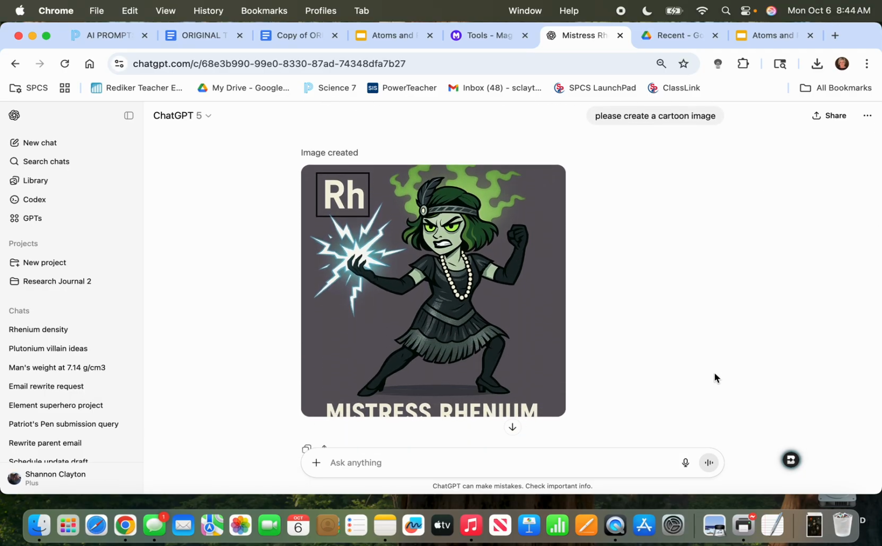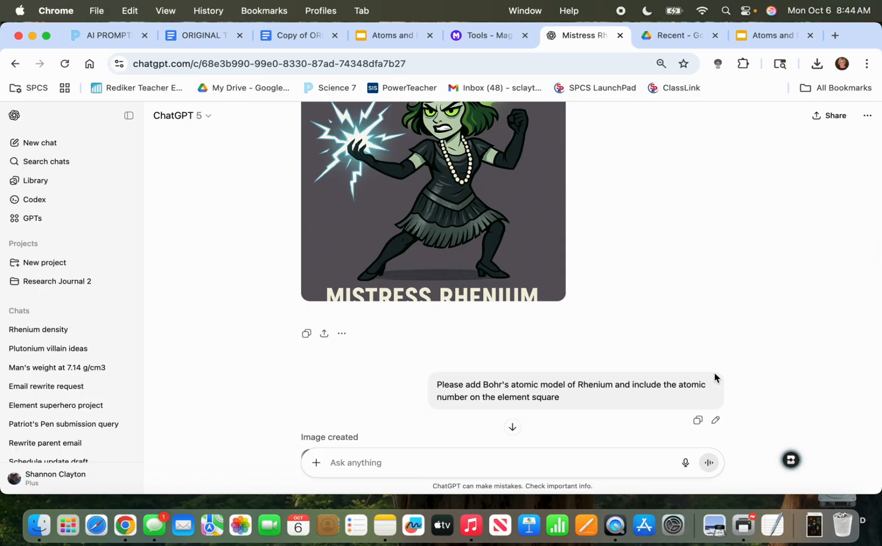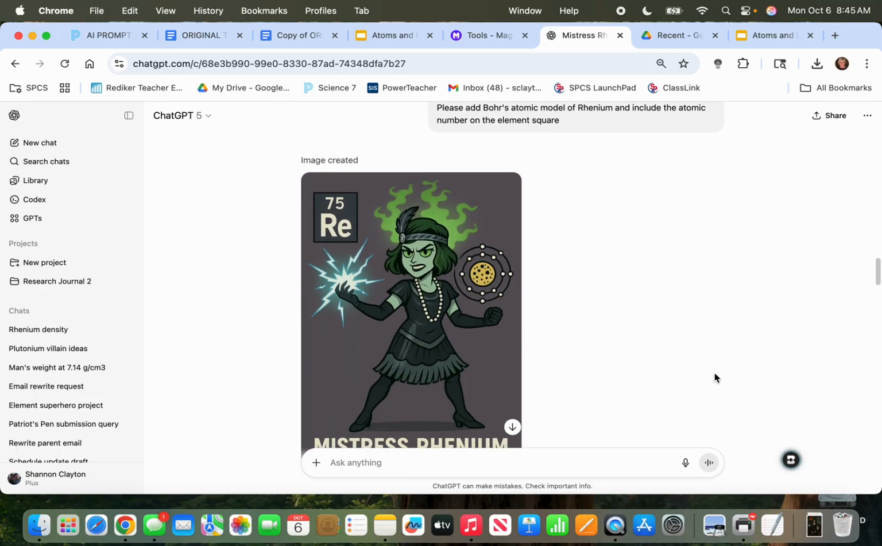Well, first of all, this is what I'm saying when I say don't just look at it and go, oh man, that picture's awesome, I'm going to get it. So the name of my element is Mistress Rhenium. The problem here is the element square is wrong. That's not the symbol for rhenium. Rhenium is Re. Plus, I need Bohr's atomic model, and I need the correct element. So I really like this. I think it's cool. And so I asked it to add those things, and there we go.